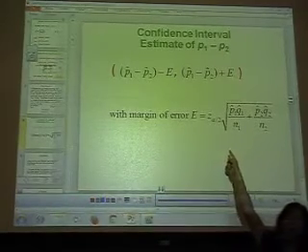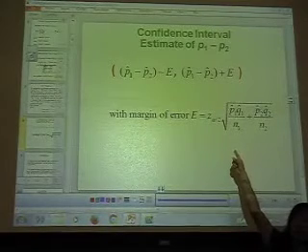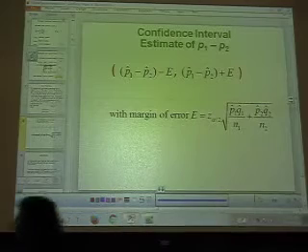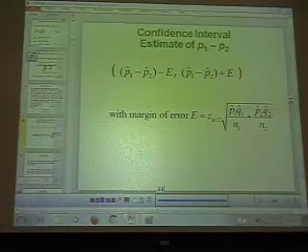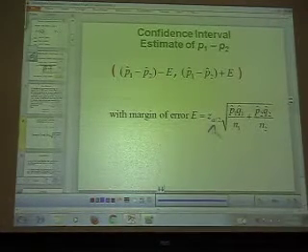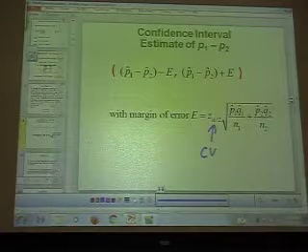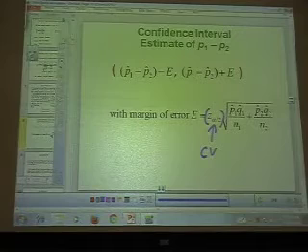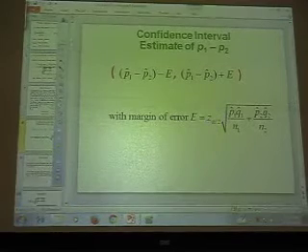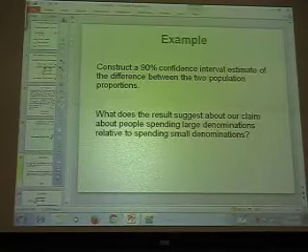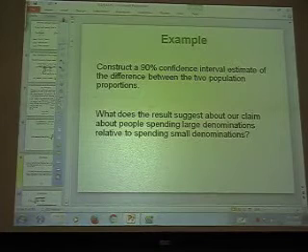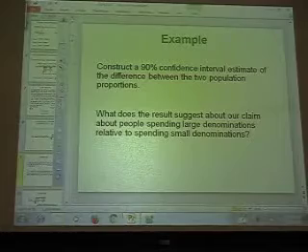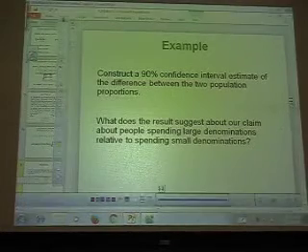What's z alpha over 2 the same as? In this class we call it our critical value. Look it up in the table. So this is your critical value. And then you multiply it by this part here. I am not going to test you on that part, and you're not going to have any homeworks on it. But I'm going to briefly go over an example.